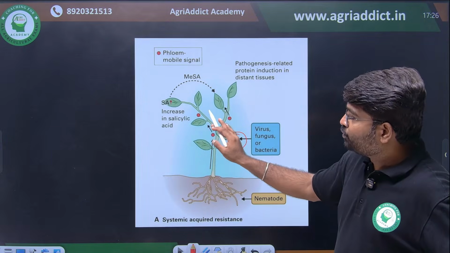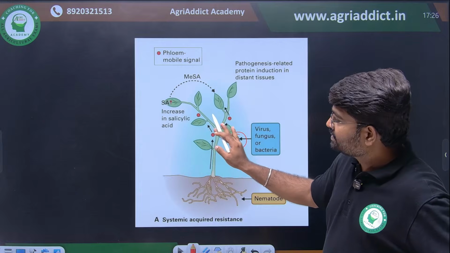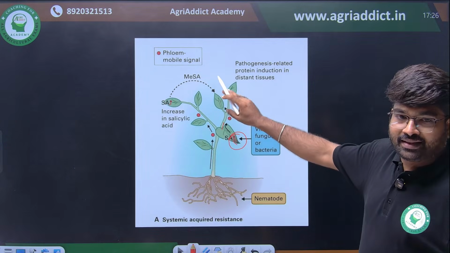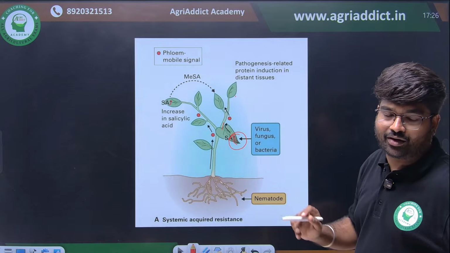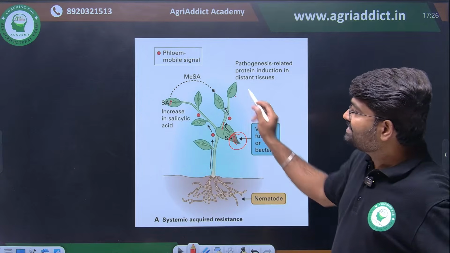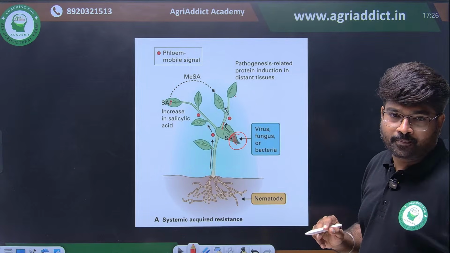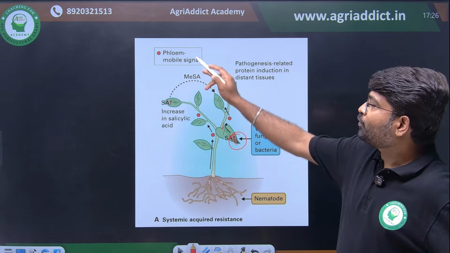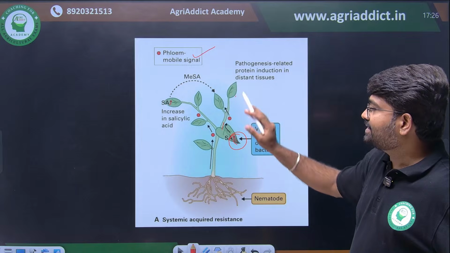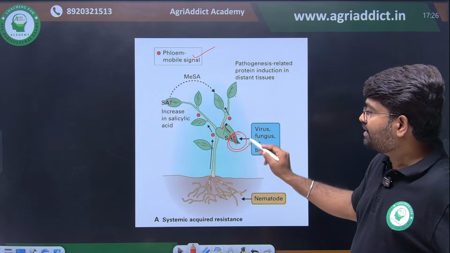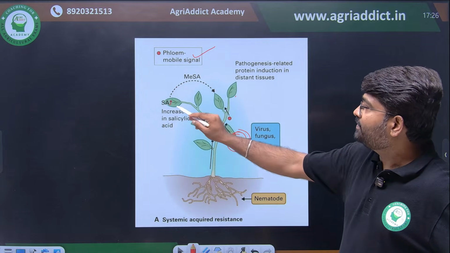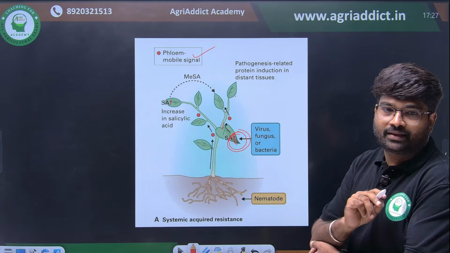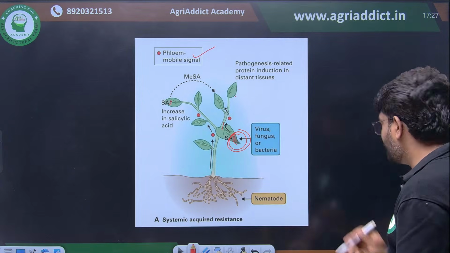Why is this happening? If this mobile molecule is transferred to other tissues, there it will enhance salicylic acid accumulation. So the resistance will be higher before the pathogen infects the other tissues. Phloem mobile signals are produced if a particular tissue is affected, and these are transported to other tissues of the plant. That leads to systemic acquired resistance.